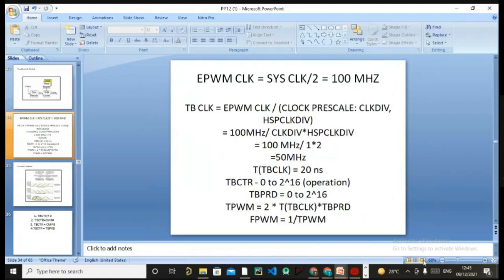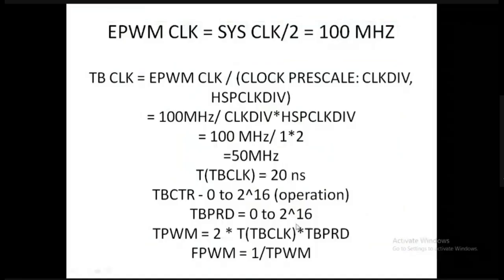So this is how you write the frequency of your PWM. We'll verify this through our code as well. What is the frequency of our PWM? Now you can see from this slide that your PWM frequency depends on the time of the time-base clock. And the time of the time-base clock depends on your clock dividers. These clock dividers are in your hand. You can set the value of this clock division and the high-speed clock division, and according to that your time-base clock time will be determined.